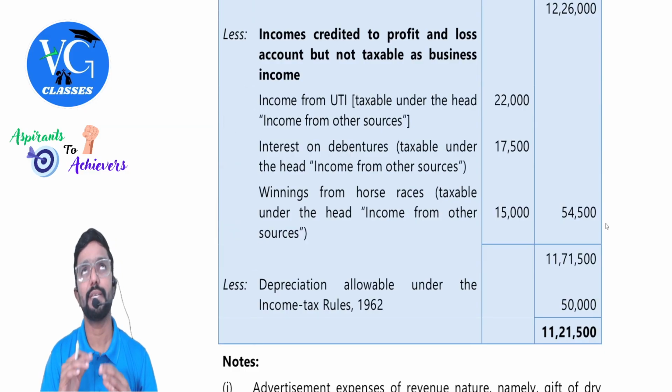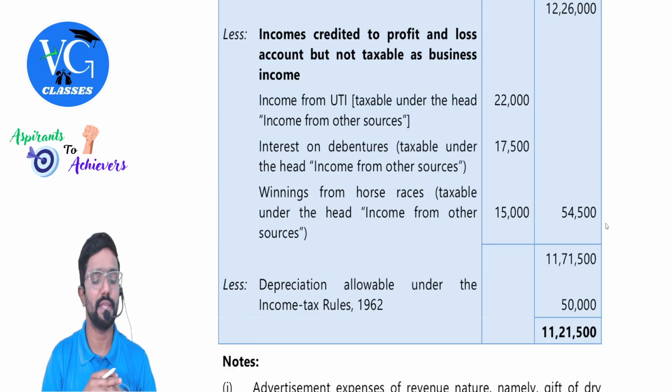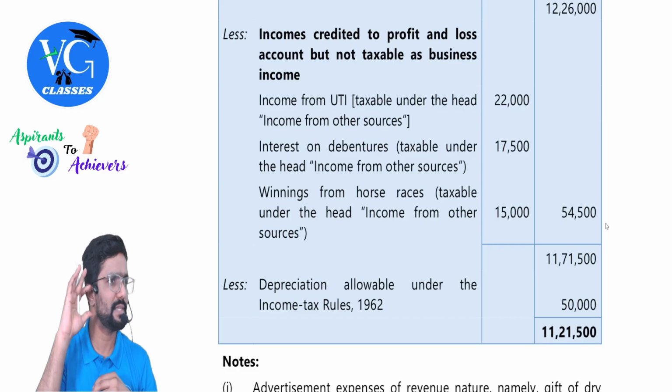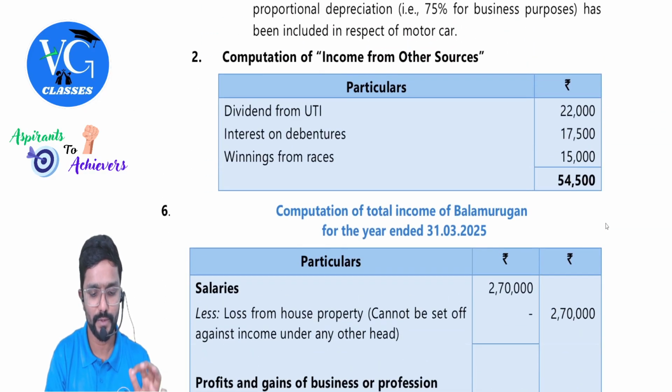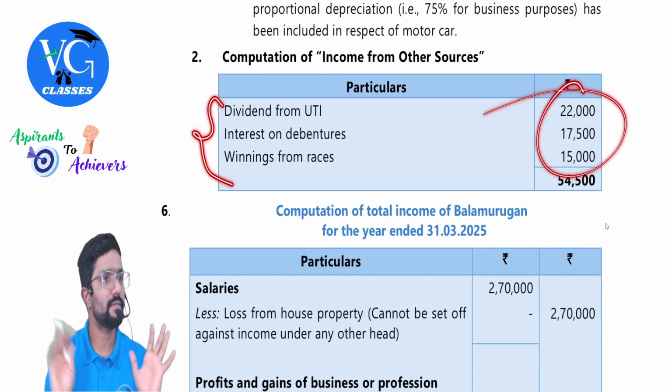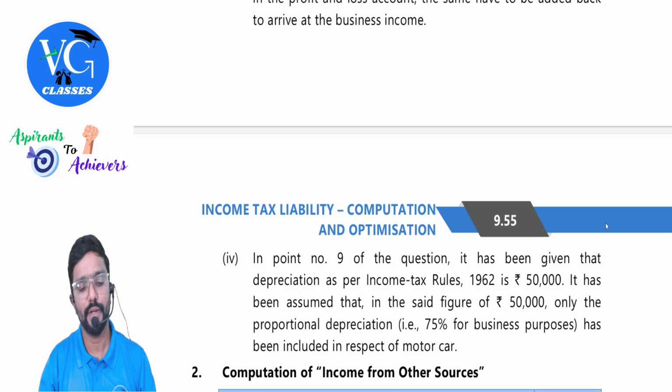Remove them, because it has already increased your income. Remove all three. All three are taxable under other sources. Clear? You can see all three would have been included in other sources. All three, gross figures. No change. Okay.